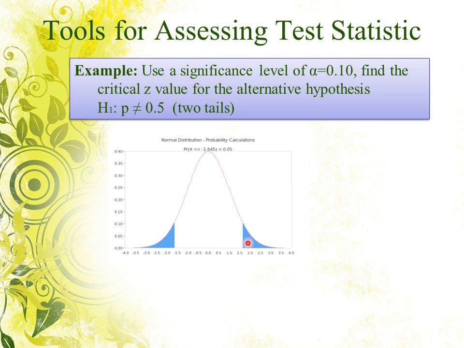So I want to know the critical z-value that separates 0.05 from the rest of this. That is the critical z-value that has 0.05 to the right and 0.95 to the left. Well, of course, this is the critical z-value 1.645. But look it up in your normal distribution table to verify.